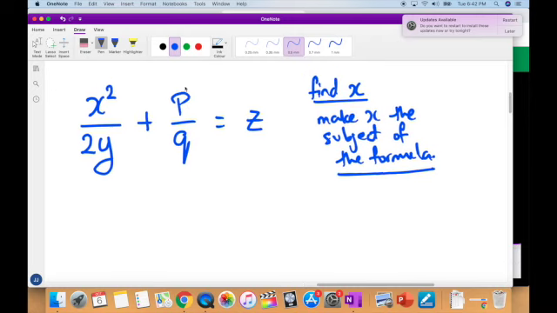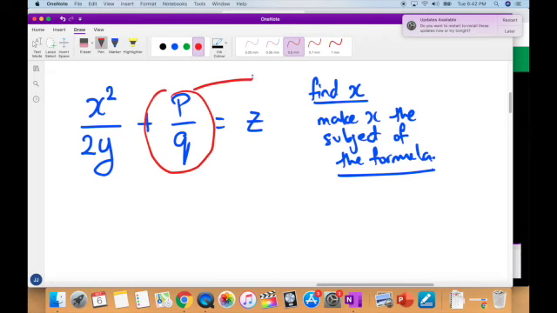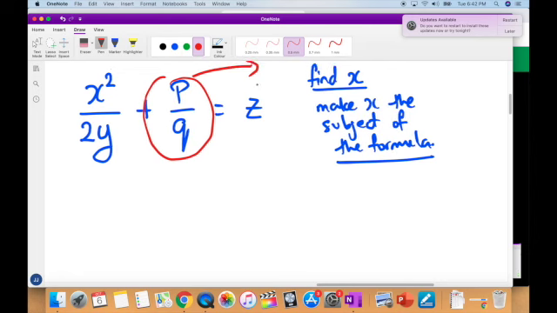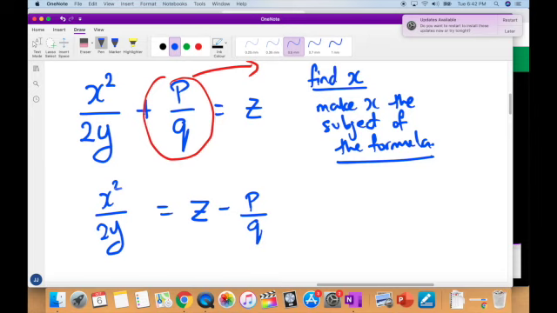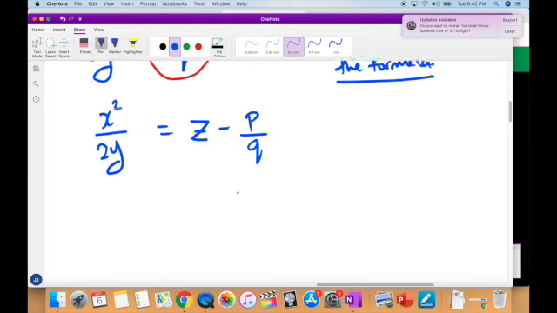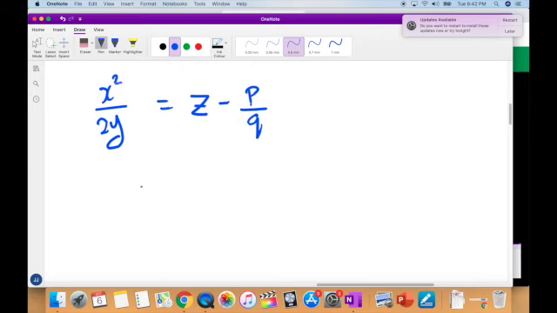Transpose the P over Q. So I'm going to take this P over Q and transpose it. And when I transpose that, what am I going to get? Well, first of all, I'm only going to have x squared all over 2y on this side equals to what? Z minus P over Q. Z minus the same P over Q. It was plus P over Q on this side. It will become minus P over Q on this side. And now what do I do?